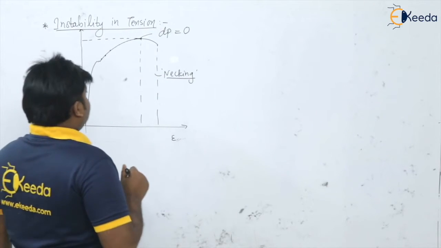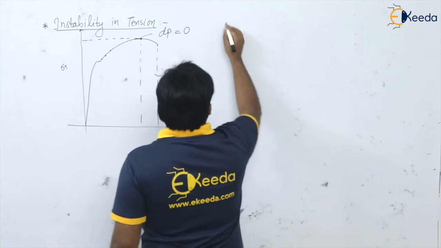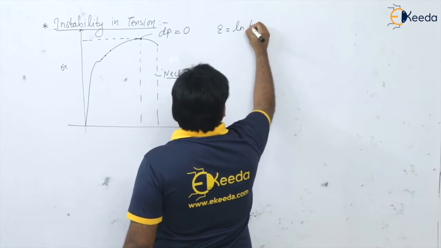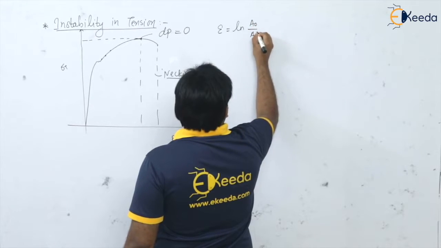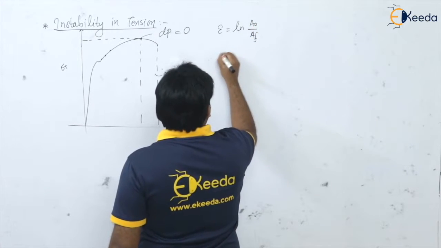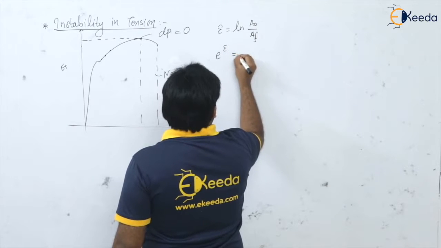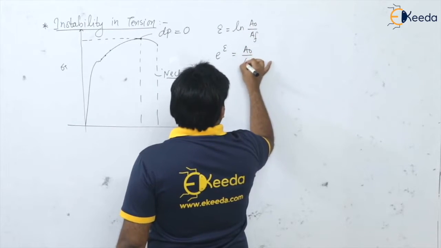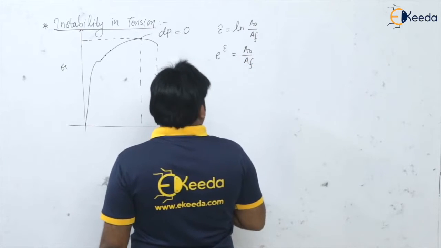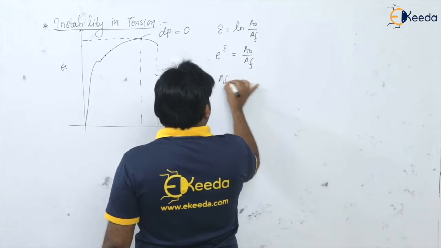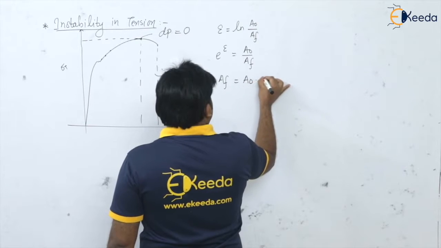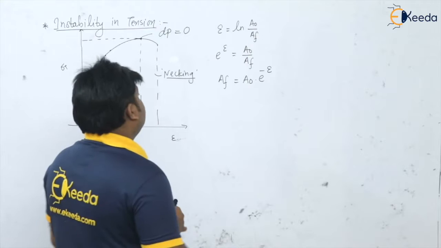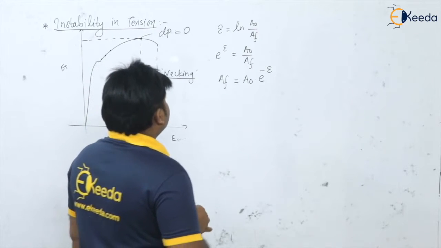So now here we know that epsilon is equal to what? ln of A original divided by A final. So what is e to the power epsilon? Taking the antilog of this, that is A original divided by A final. Or I can write A final is equal to what? A original into e to the power minus epsilon. Very easy, simple mathematics.